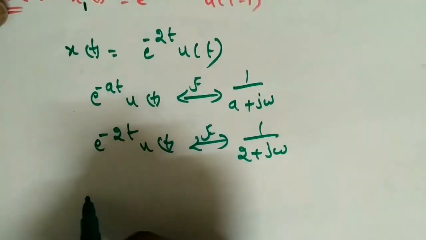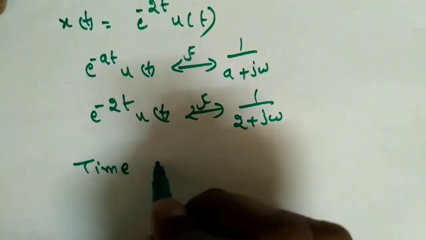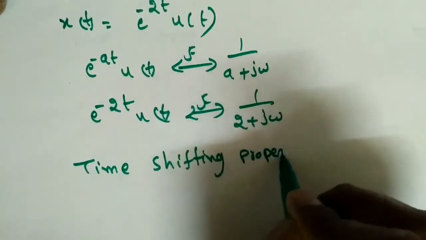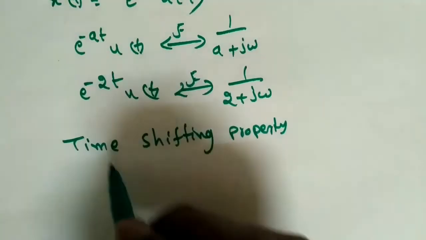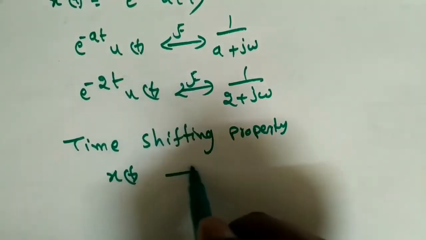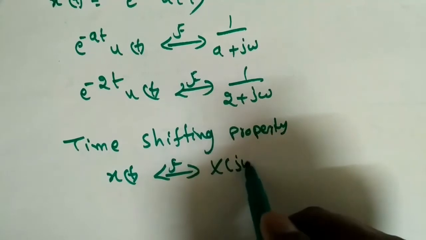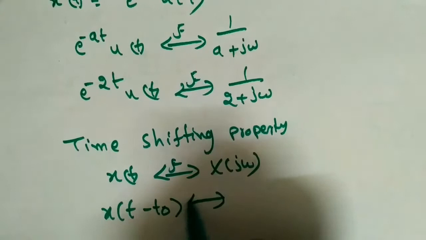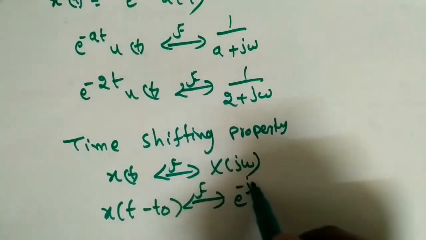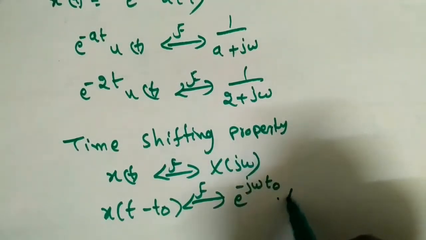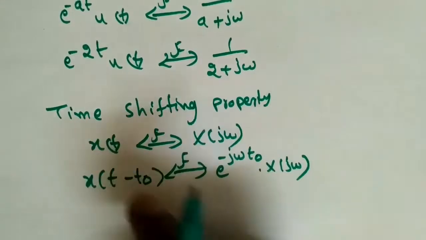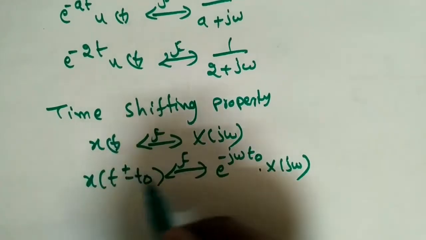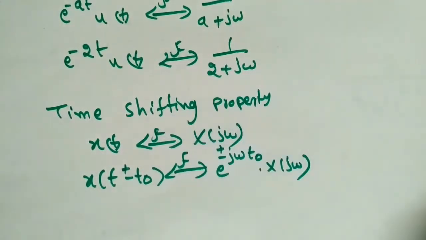We know by the time shifting property. What is the property? It tells if x of t has a Fourier transform of X of j omega, then x of t minus t naught, what is the Fourier transform? Simply e power minus j omega t naught into X of j omega. If it is a plus, we will get plus. If it is a minus, we will get minus.